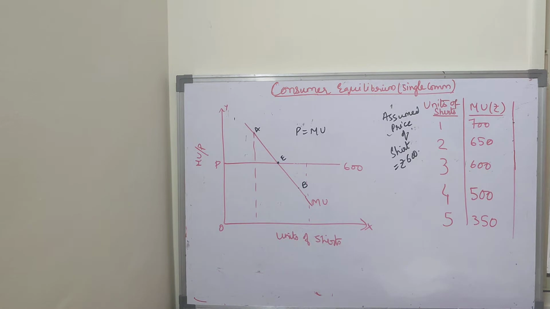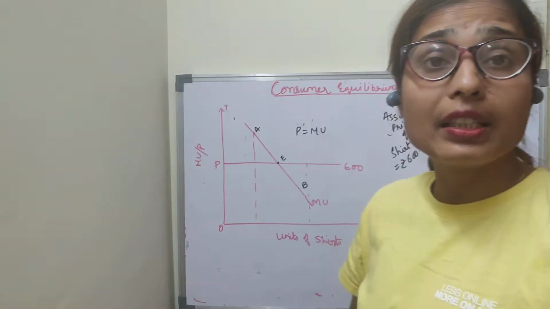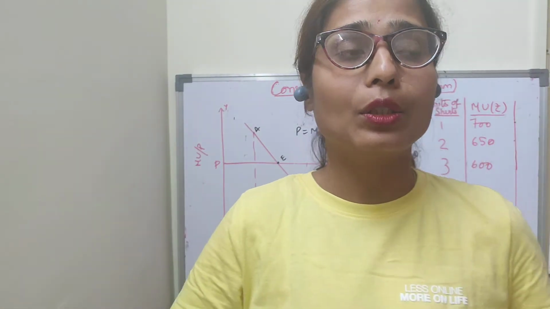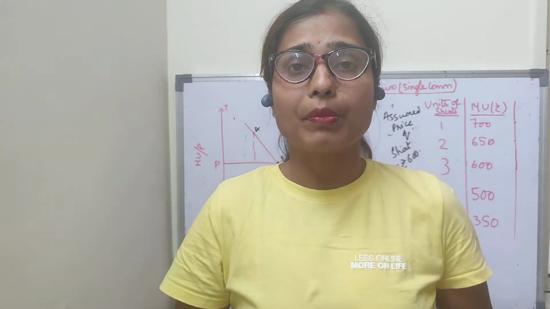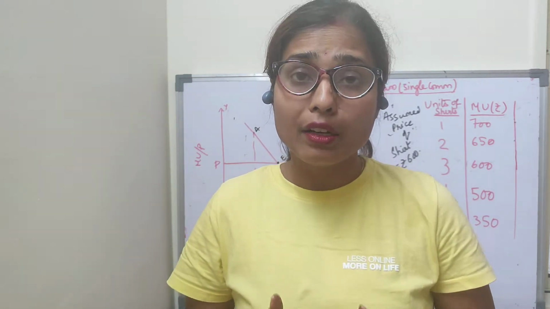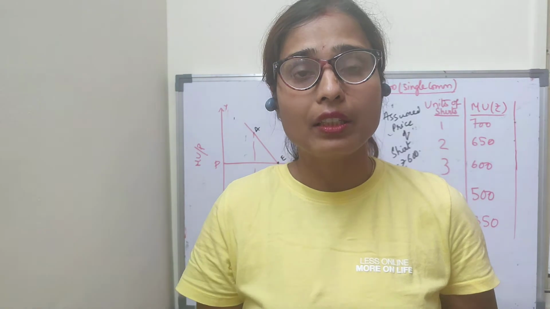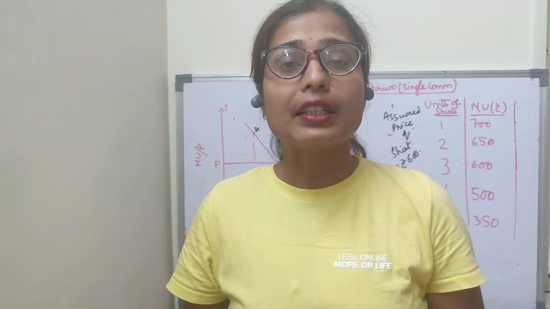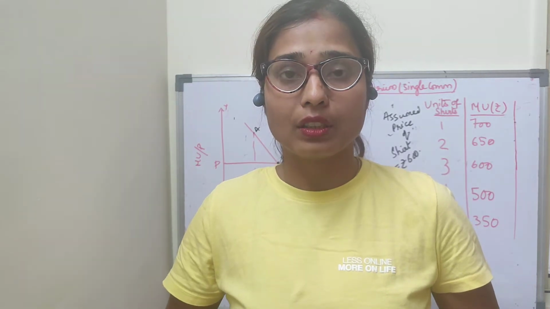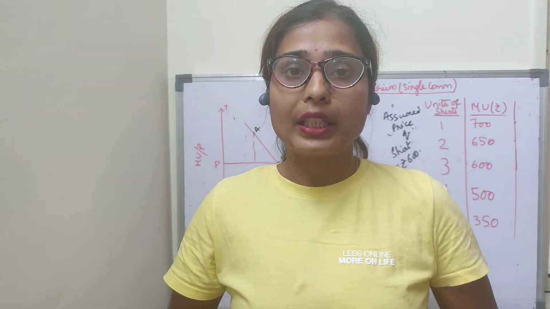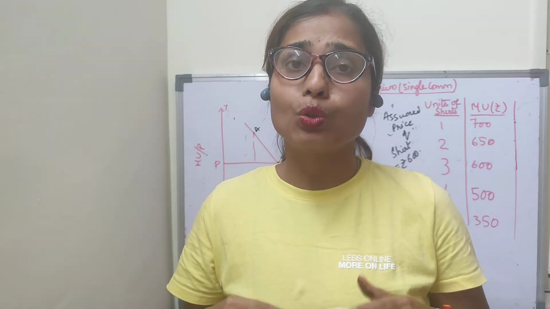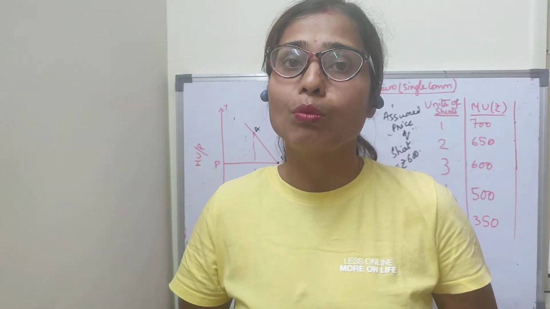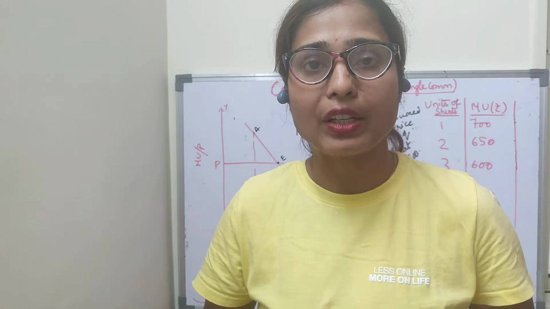Now my second topic is consumer equilibrium through the cardinal utility approach in the one commodity case. First, let us understand what consumer equilibrium is. Consumer equilibrium refers to a situation where a consumer spends his given income on the purchase of a commodity in such a way that he gets maximum satisfaction. Equilibrium is the rest position towards which the consumer would like to move to get maximum satisfaction.